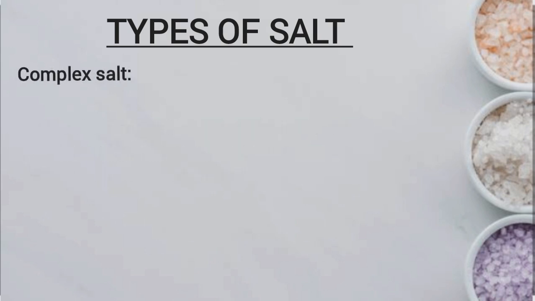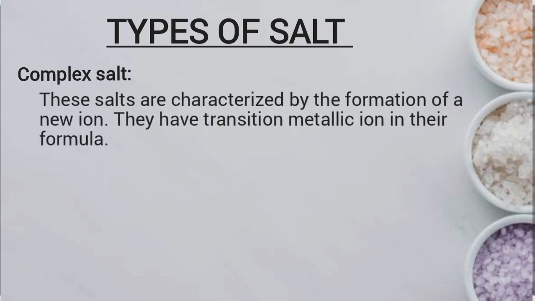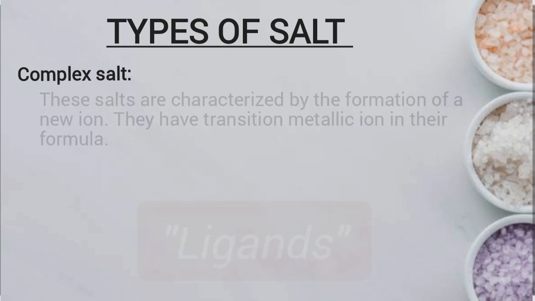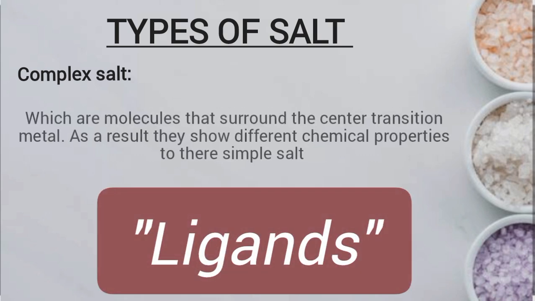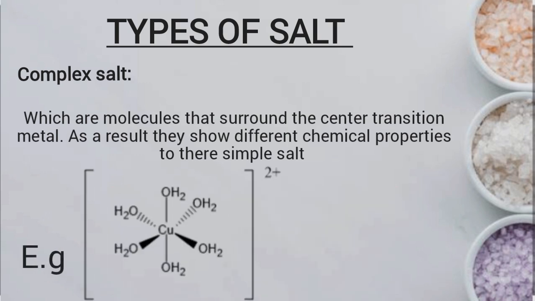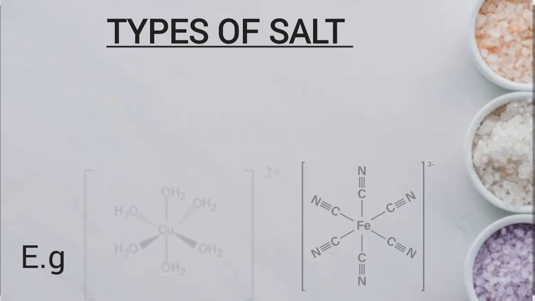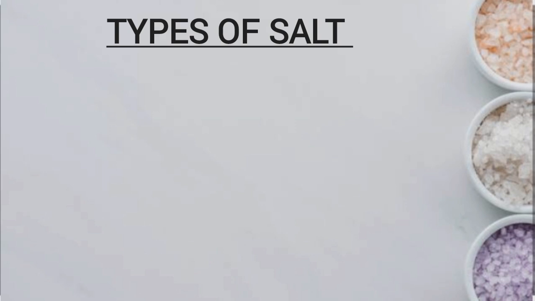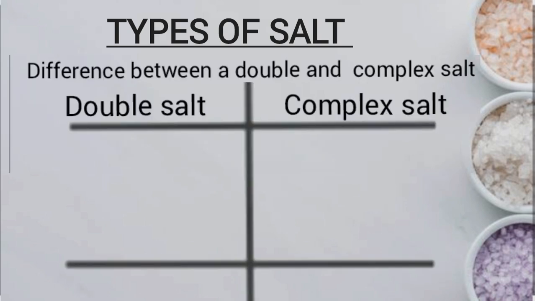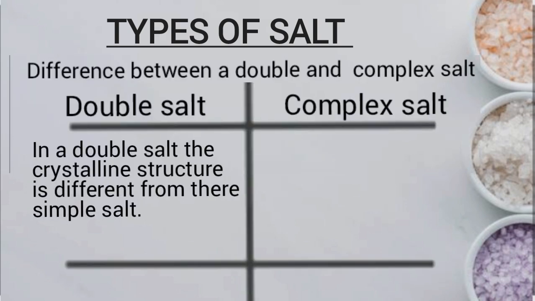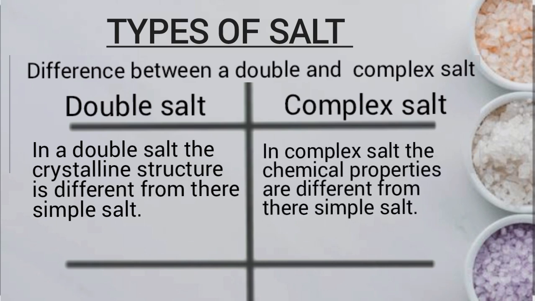The next class of salts is the complex salts, and these salts are characterized by the formation of a new ion. They usually have transition metallic ions in their chemical formula. They have ligands or molecules that surround the central transition metal. As a result, they show different chemical properties to their simple salts. Now, this is the key difference between the double salt and the complex salts. In the double salt, the crystalline structure is different from their simple salts, but in complex salts, the chemical properties are different from their simple salts.